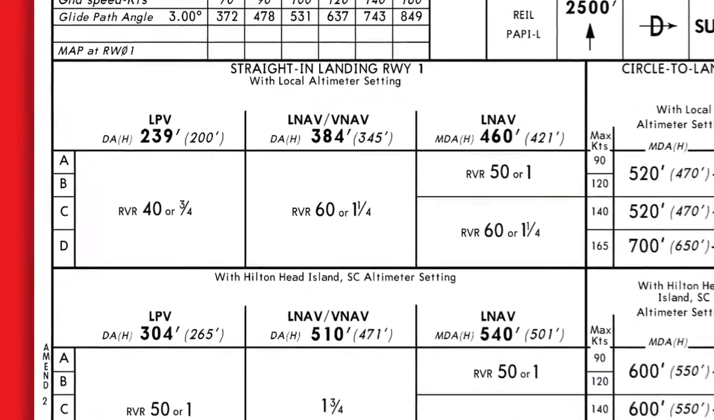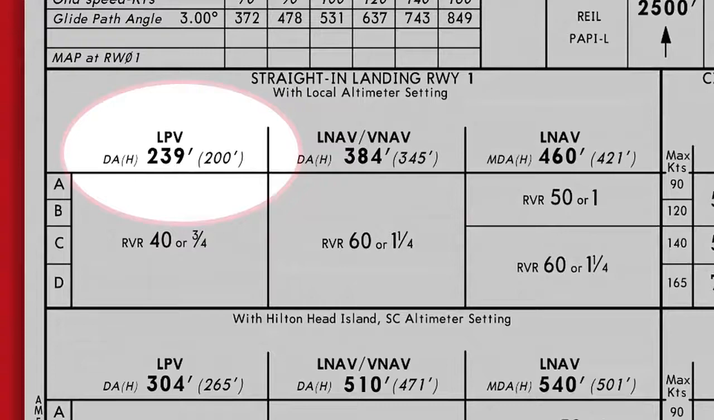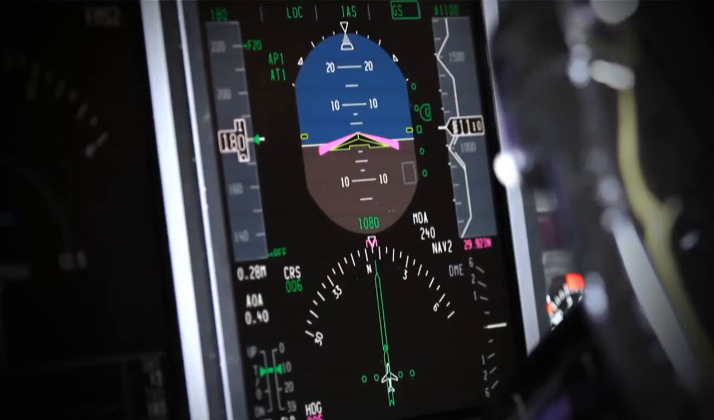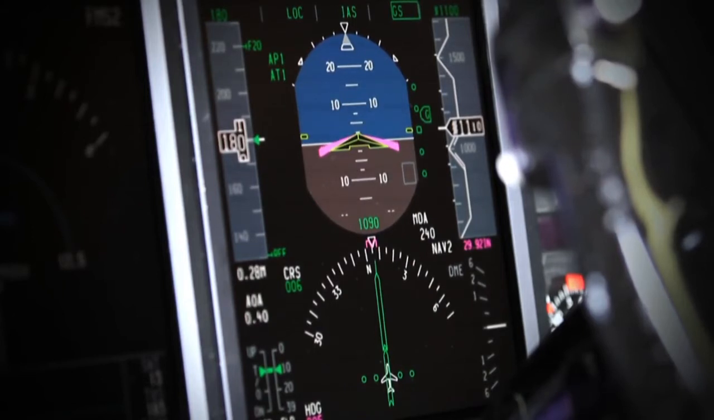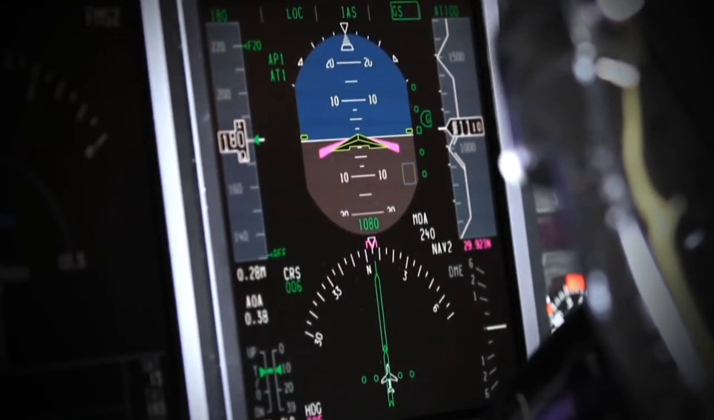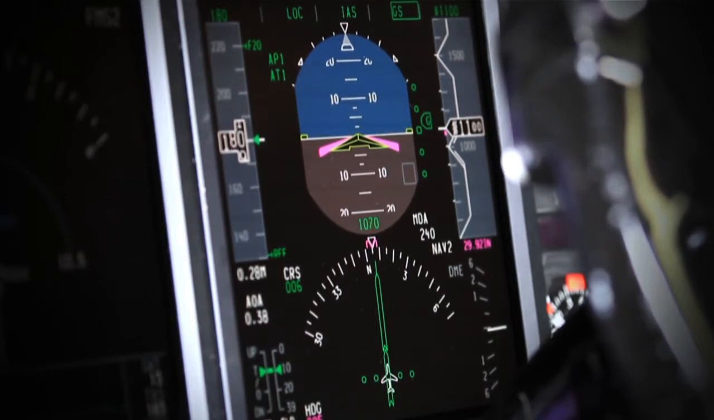This increased accuracy allows LPV approach minimums to be as low as 200 feet and 1/2 mile visibility. Similar to an ILS, when LPV is active on an approach, course deviations are angular instead of linear, meaning the sensitivity of the deviations is increased as the aircraft approaches the runway.